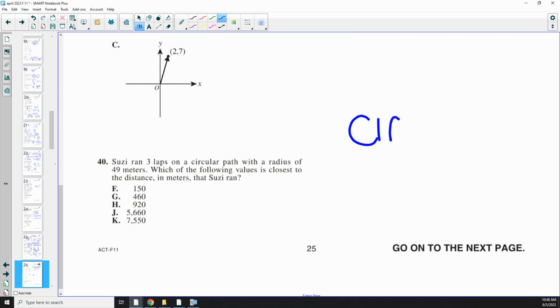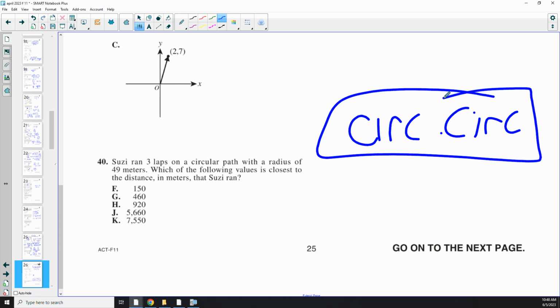Circumference of a circle program. It has a radius of, again, my programs are not on here. It has a radius of 49, which gives me a meter length of about 307. And I ran it 3 times, so about 921. So the choice here is definitely H, 921.